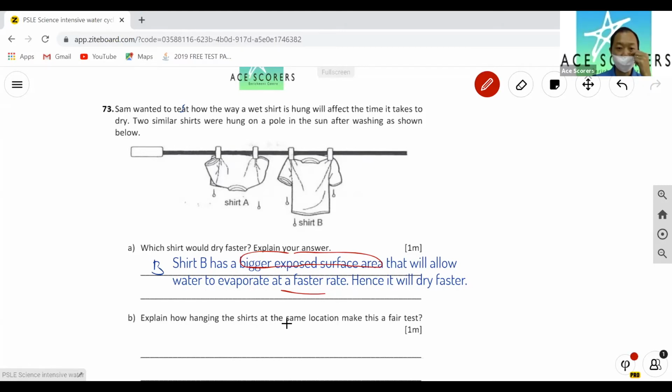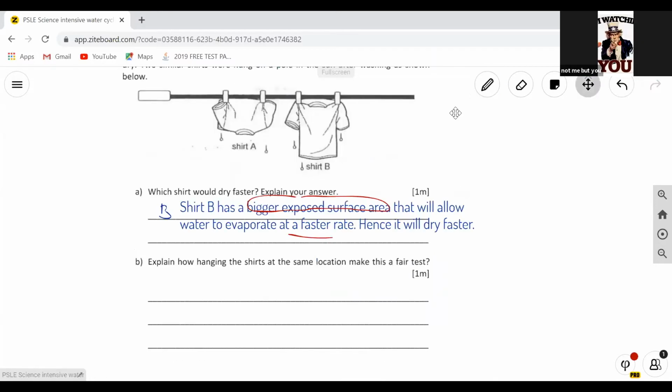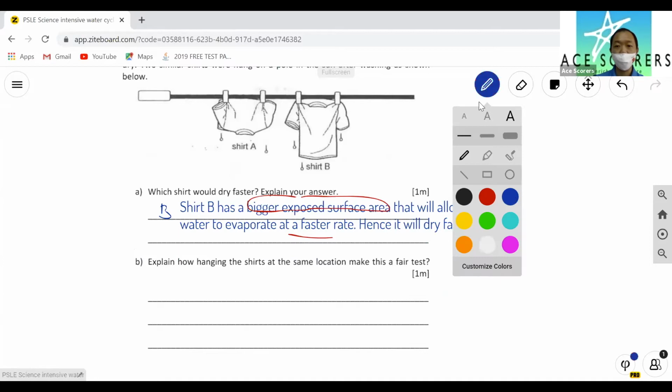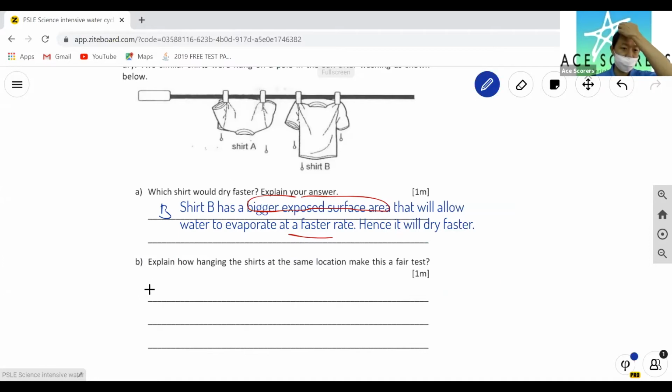So how does hanging the sheets at the same location make this a fair test? The wind and the amount of sunlight, the temperature is the same, right? You have to talk about the wind, the amount of sunlight.